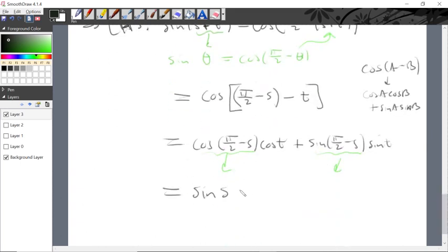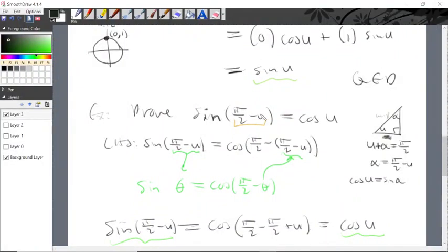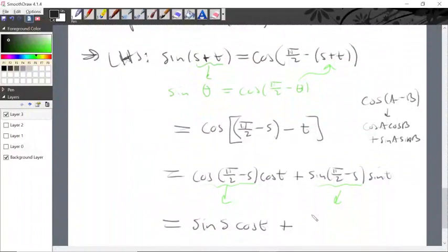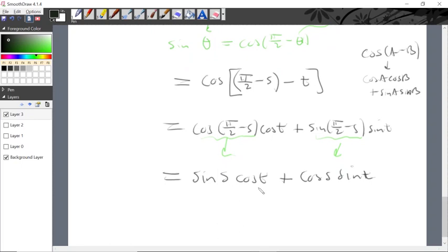The cosine of pi over 2 minus s would equal the sine of s. So this is sine of s, and we leave cosine of t alone, plus the sine of pi over 2 minus s, that's the other co-function that we did. Sine of pi over 2 minus s would equal the cosine of s. So this equals the cosine of s, and then we are left with the sine of t right here. And notice that this is exactly what we were trying to get. Sine s cosine t plus cosine s sine t. So we have the sine of s plus t is equal to this. That completes the proof then.